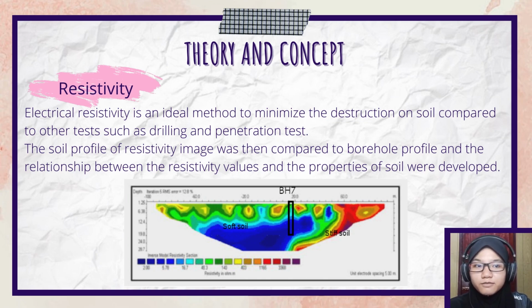As the figure below shows, the subsurface consists of low resistivity values below 200 ohm meter, interpreted as low stiffness or loose soil. The blue color is due to soil having high moisture content that reduces the resistivity value. This is the area where the slope failure occurred.